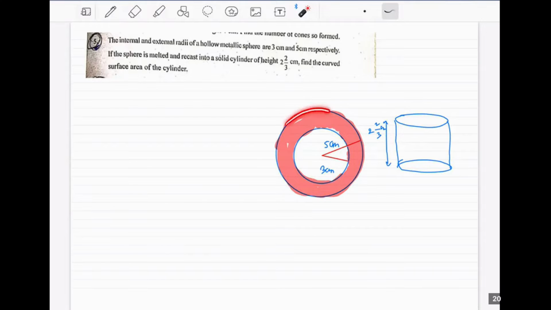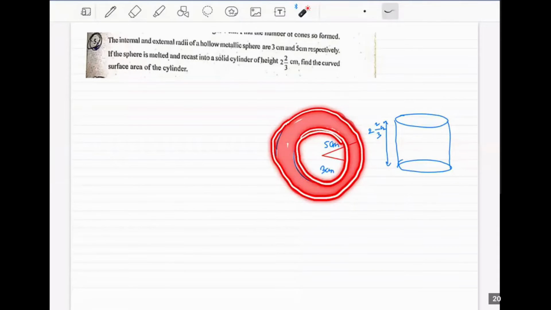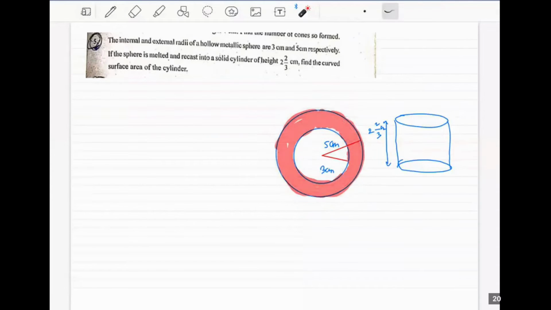You subtract the volume of this big one and you subtract the volume of this small one. If you subtract the volume of the small sphere from the big sphere, what will be remaining? This portion will be remaining, right? The portion in between will be remaining. So that way you need to find out the volume of the hollow sphere first.